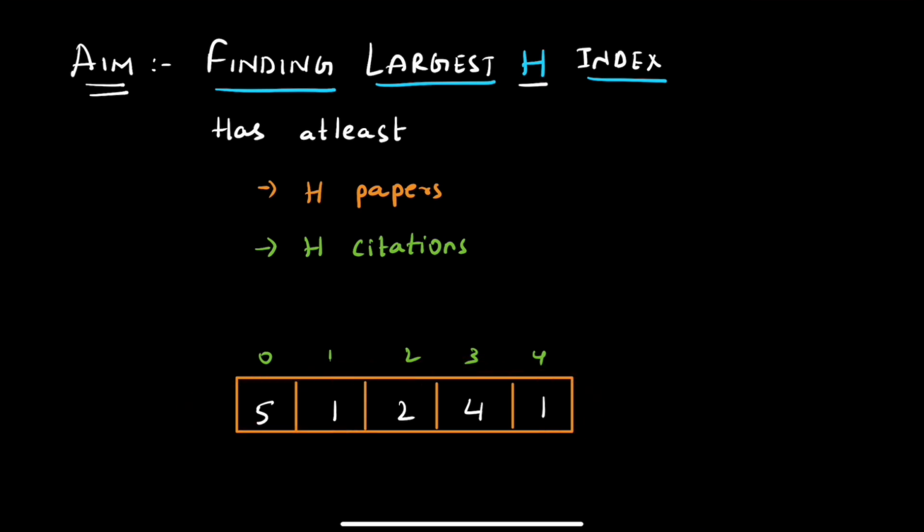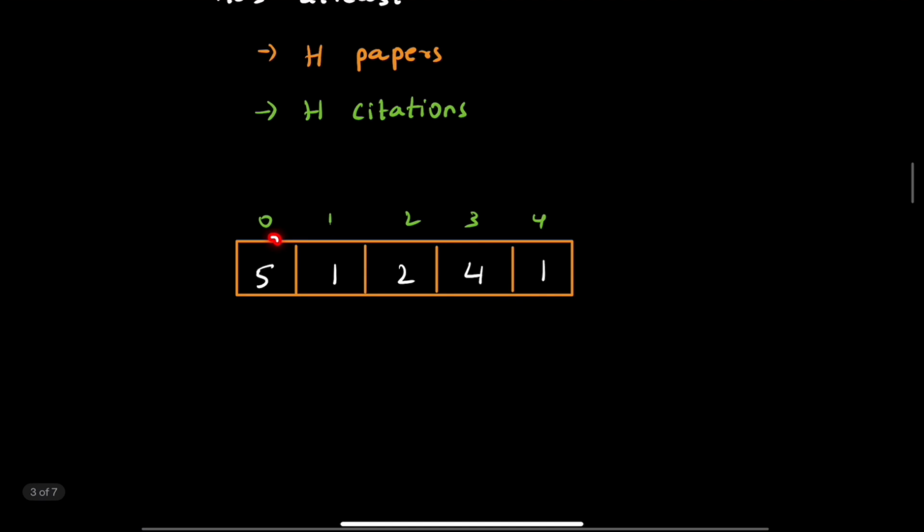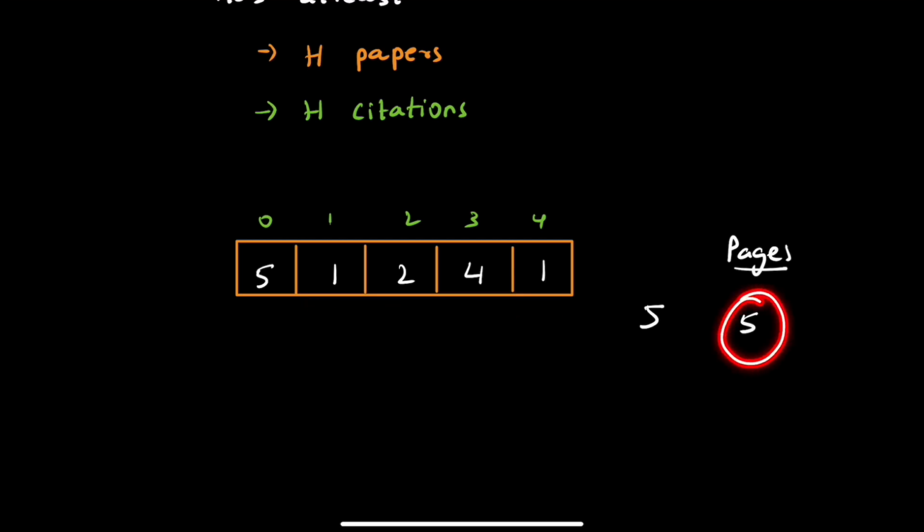So what is the largest element in this array? It's 5, right? So we'll take 5 and see how many pages it has. Since the element is 5, the pages are 5 in it. Now, do we have any other citations with 5 pages? No, right? So here the citation will be just 1.